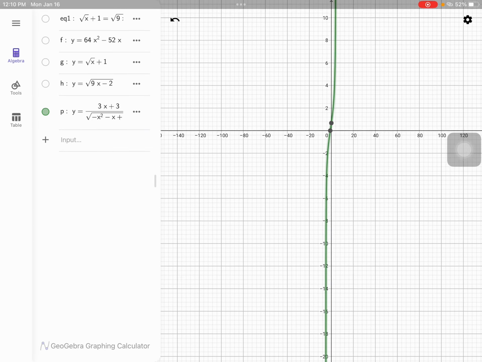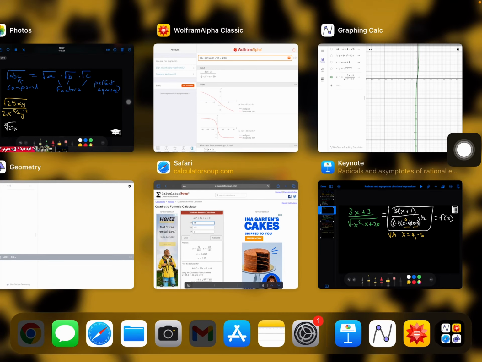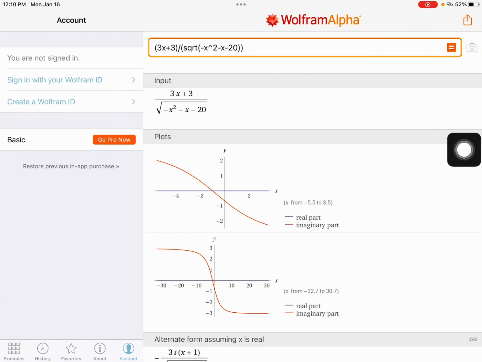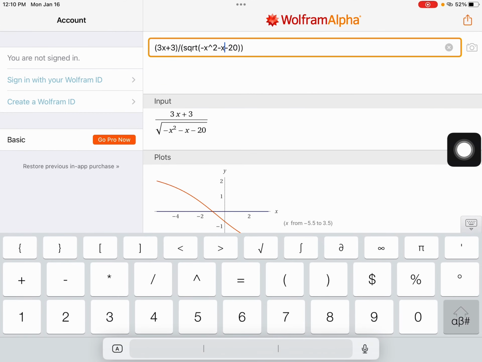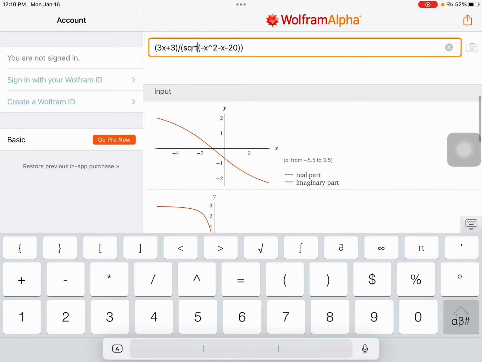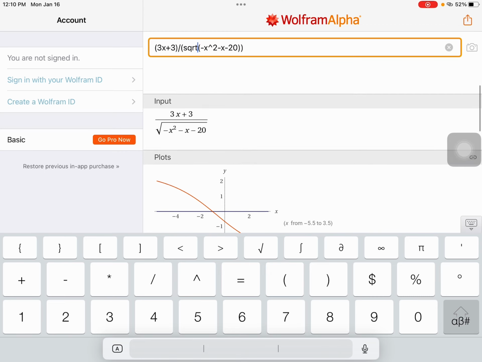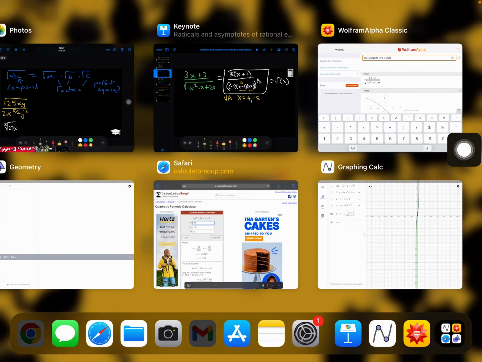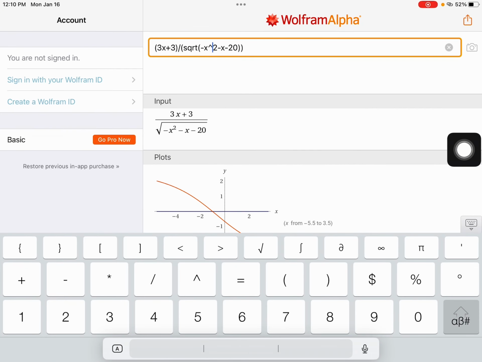Okay, so we're showing vertical asymptotes here. What is going on over here? X squared. Do I have this correct? It looks correct. Well, that sure is weird. Ah, minus 20. That's fine. Sorry. It should be a plus 20.